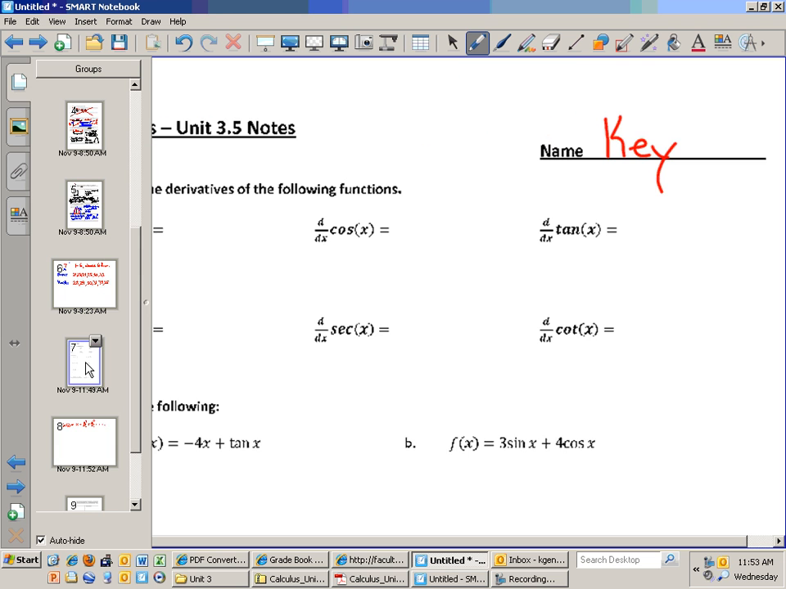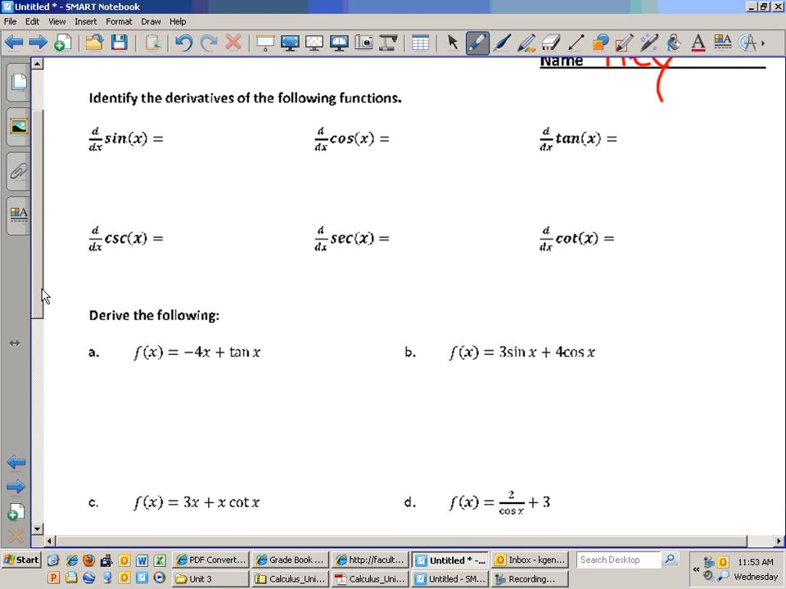We could simply say this, and I think you guys will like it. Identify the derivatives of the following functions. The derivative of sine of x is cosine. That's not too bad, right? New notation: d over dx means the derivative with respect to x. So sine changes with respect to x at a rate of cosine of x. That's kind of interesting. We'll graph it on the calculator later on and see what it looks like. But the derivative of cosine of x is negative sine of x.